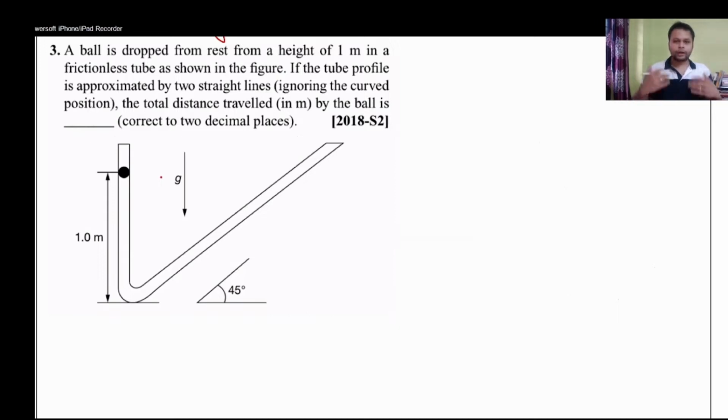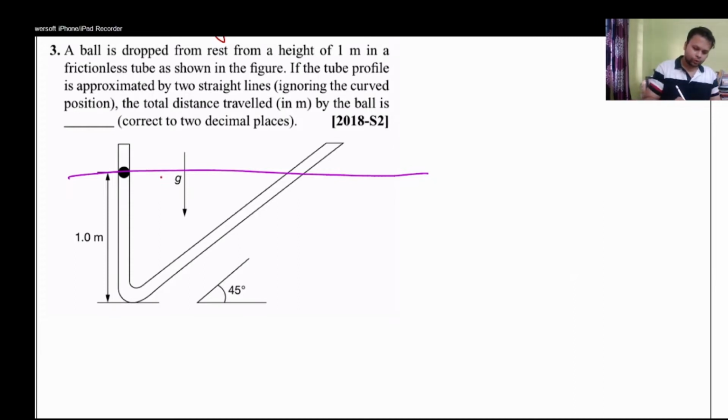Okay, let us go to the third question. A ball is dropped from rest from a height of 1 meter in a frictionless tube as shown in the figure. The tube profile is approximated by two straight lines, one vertical and one horizontal. The total distance traveled by the ball is, correct to two decimal places. Now, a very simple concept here: since the tube is frictionless, total mechanical energy will remain conserved. Mechanical energy means the sum of potential energy and kinetic energy.